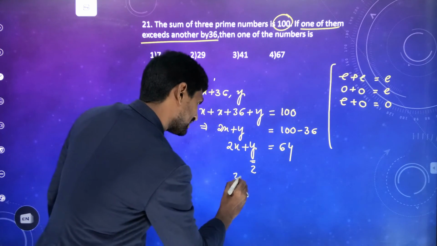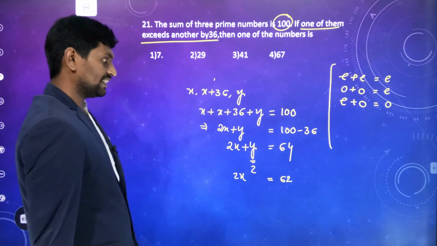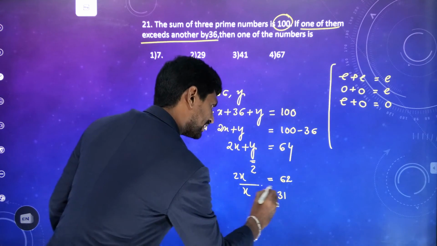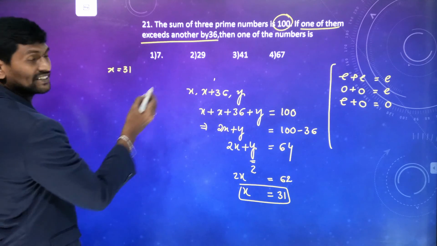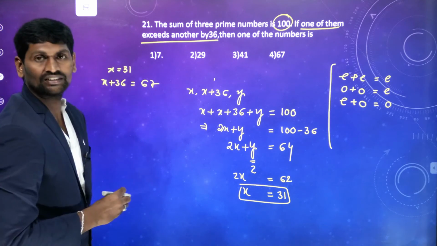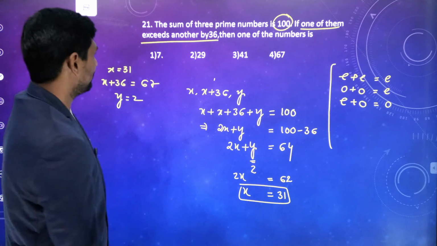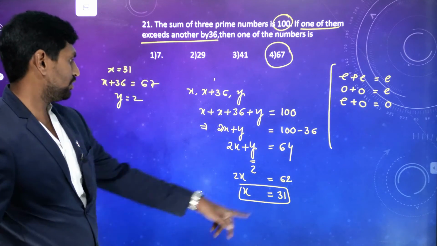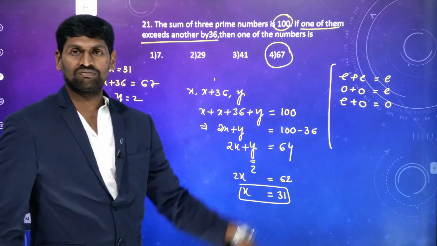2. Now 2x equals 64 minus 2, which is 62, and x value is 62 by 2, nothing but 31. So if x value is 31, what is x plus 36? 31 plus 36 is 67. Y value is 2. So according to the question, one of the numbers is 67 because we don't have 31 here. 31 is not given, 2 is not given. So the only option for us is 67.